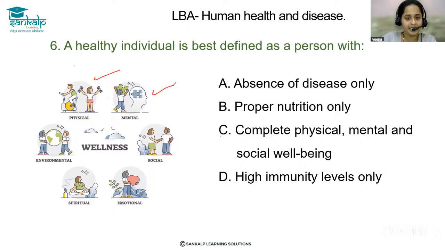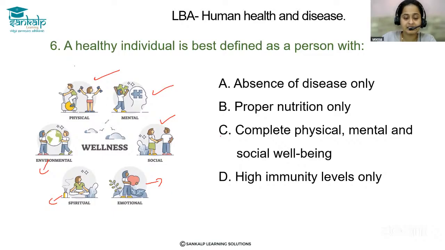I should be mentally fit, mentally fine, and I should be strong socially also. I should have very good communication with society. And I should be strong emotionally, even spiritual and environmental also. So this is what we consider the total well-being of a human being. That is considered a healthy person.